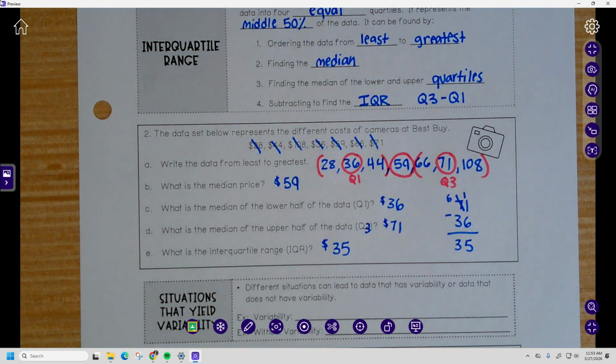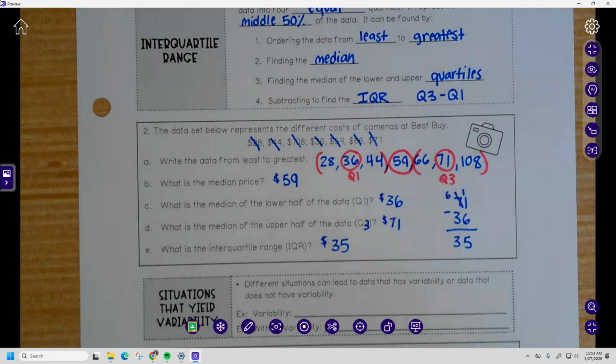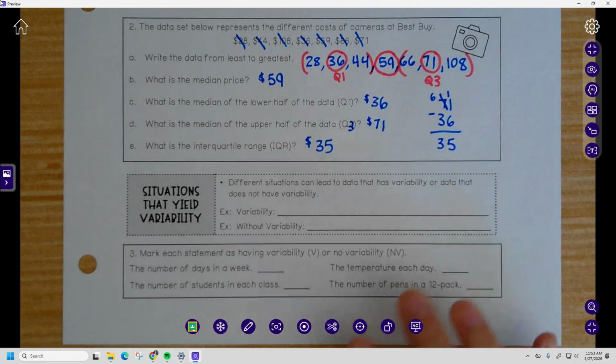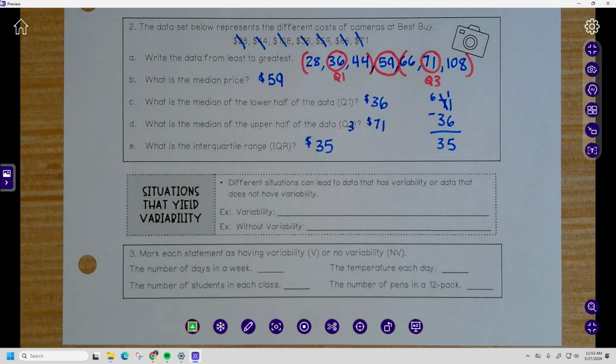All right, so you learned about range, you learned about interquartile range. The last thing we're going to talk about real quick is the word variability, because the range and the interquartile range are called measures of variability. So the word variability just means how spread out the numbers are. If a data set has a lot of variability, that means the numbers are all over the place. If there's not a lot of variability, that means they're close together.